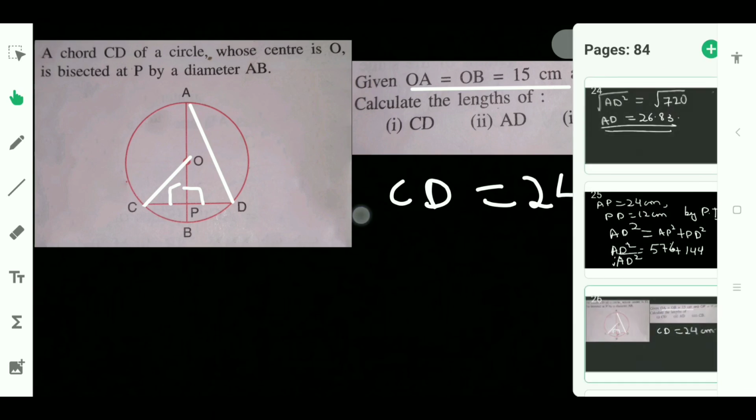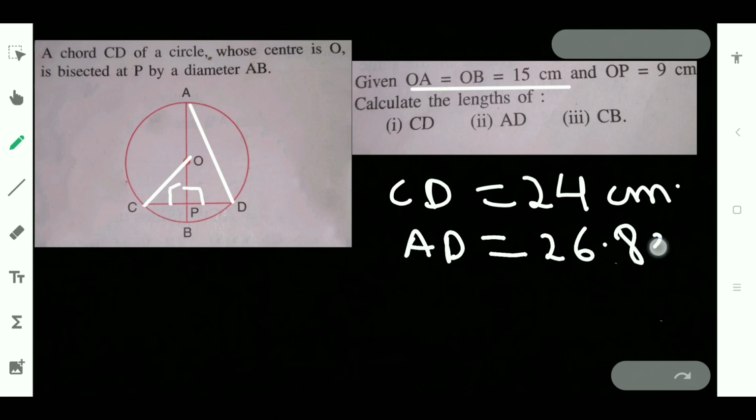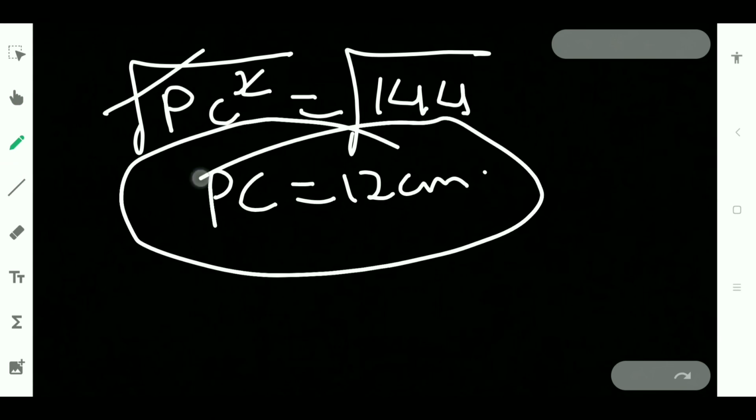Next one, find the length of CB. Here let us write AD is equal to 26.83 centimeter. So first CB, we have to draw this line CB. When we draw CB line, just consider what is the length of PC. Here we are having PC length. PC is nothing but 12 centimeter.